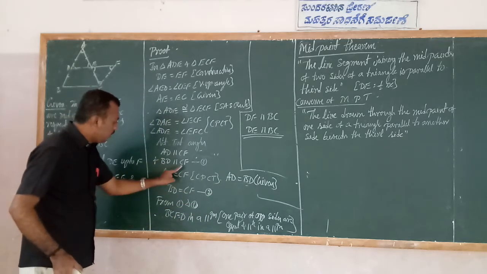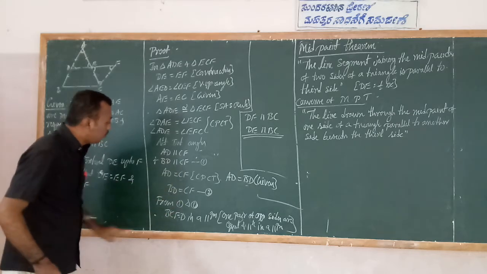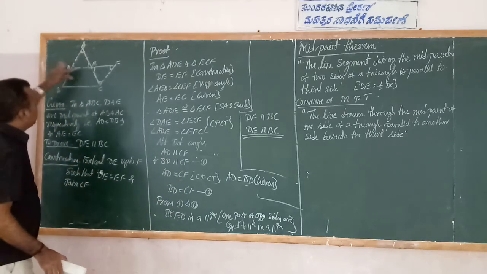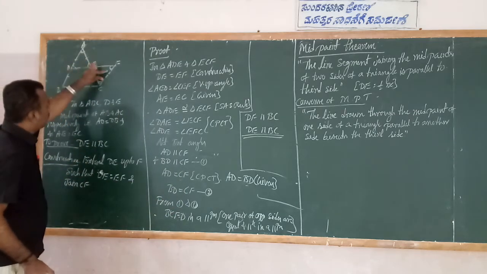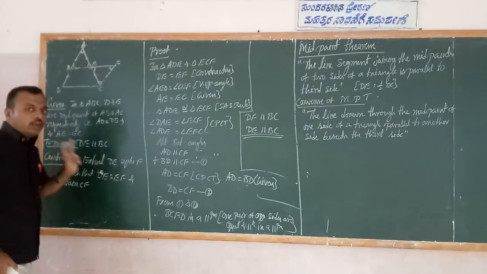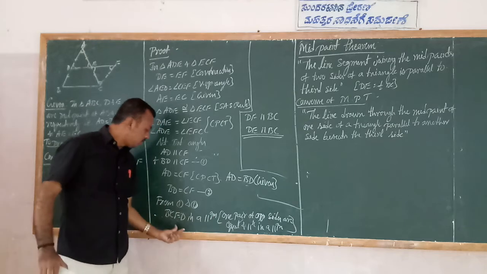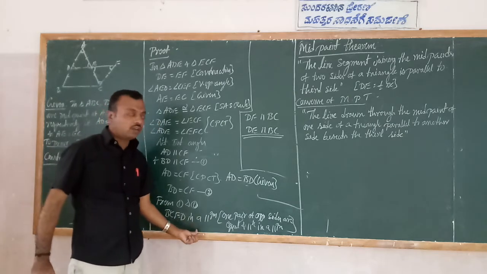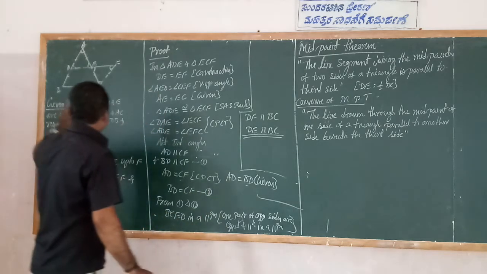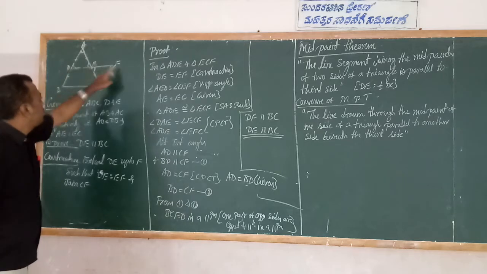See, BD is parallel to CF and BD is also equal to CF. In any quadrilateral, if one pair of opposite sides are equal and parallel, then it is called a parallelogram. So that's why BCFD is a parallelogram. Afterwards, since BCFD is a parallelogram, DF is parallel to BC.